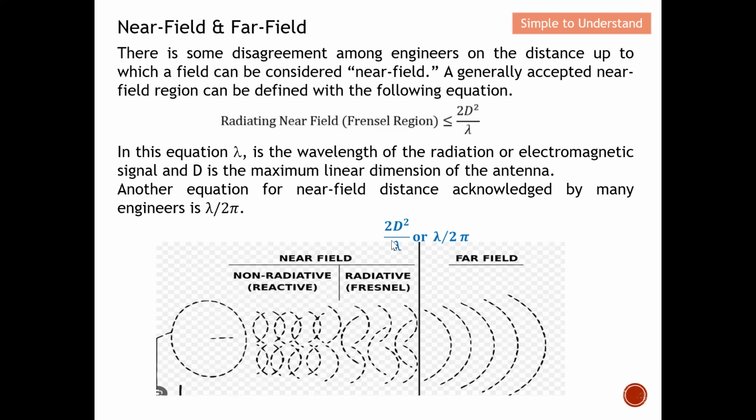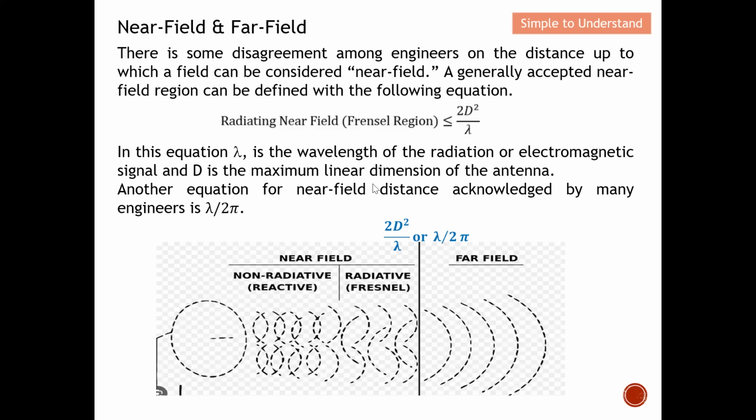2D squared over lambda. So what is this? In this equation, lambda is the wavelength of the radiation, or electromagnetic signal, and D is the maximum linear dimension of the antenna. Which part is the biggest? Basically, this is what it means.